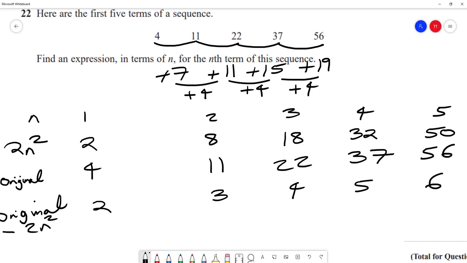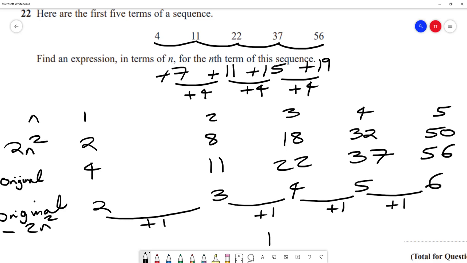Now this is an arithmetic sequence, so we know how to work out the nth term of an arithmetic sequence. We can see that we're adding 1 each time: plus 1, plus 1, plus 1, and plus 1 here. So it's going to be 1n. Then to work out the term before this, we do 2 minus 1, which gives me 1. So it's 1n plus 1. And then for the nth term overall, we need to add on what we found before, which is 2n squared. So that's going to be 2n squared plus 1n plus 1.